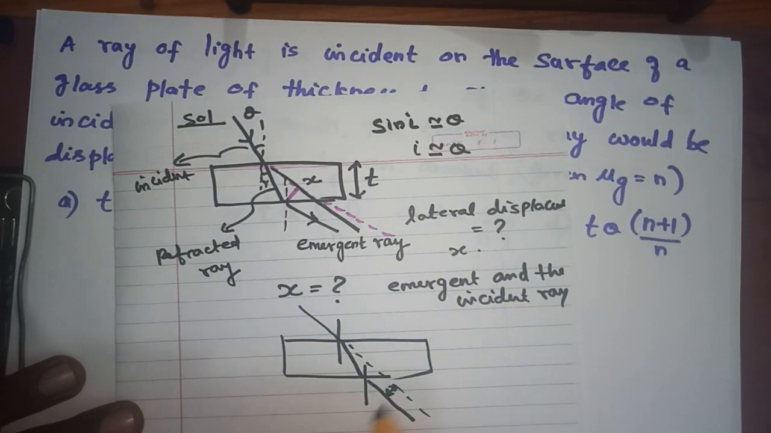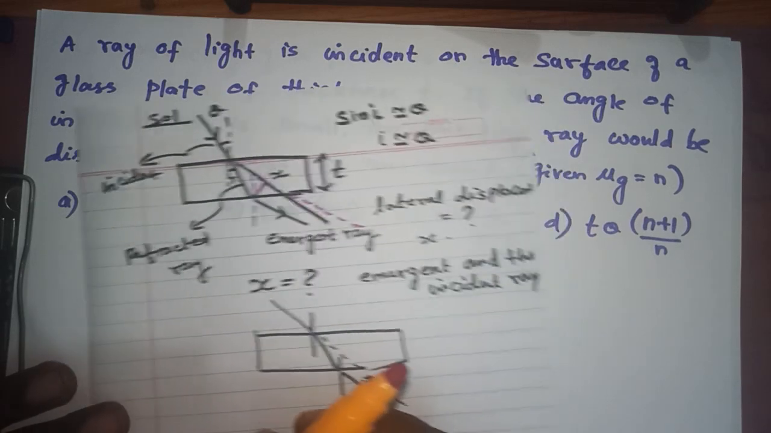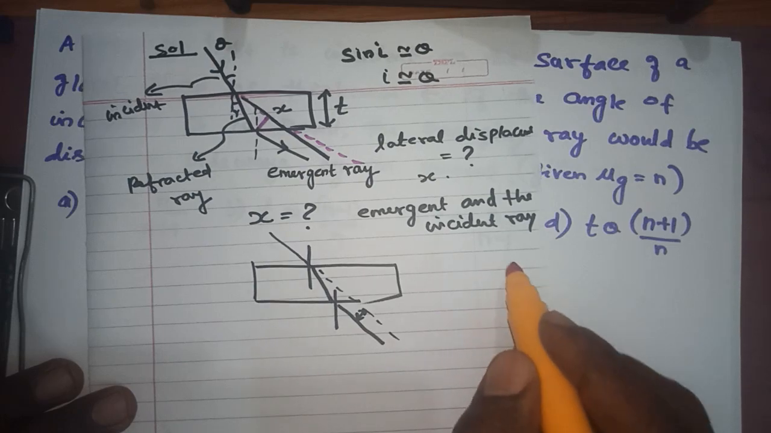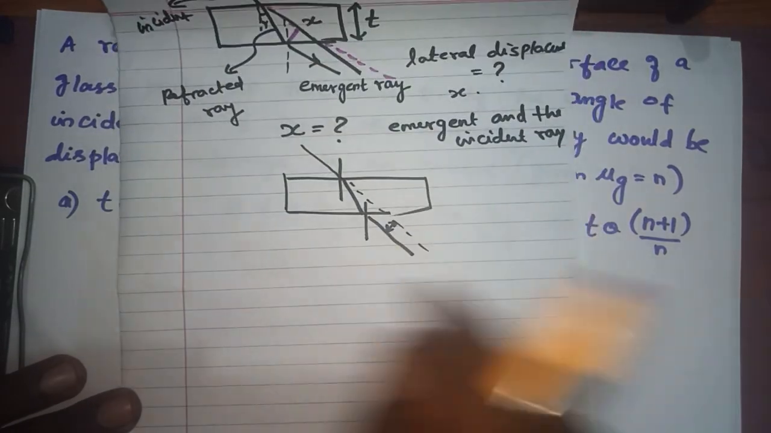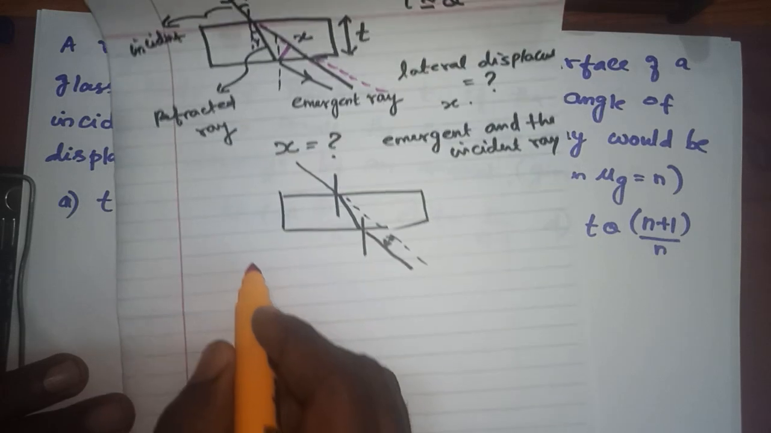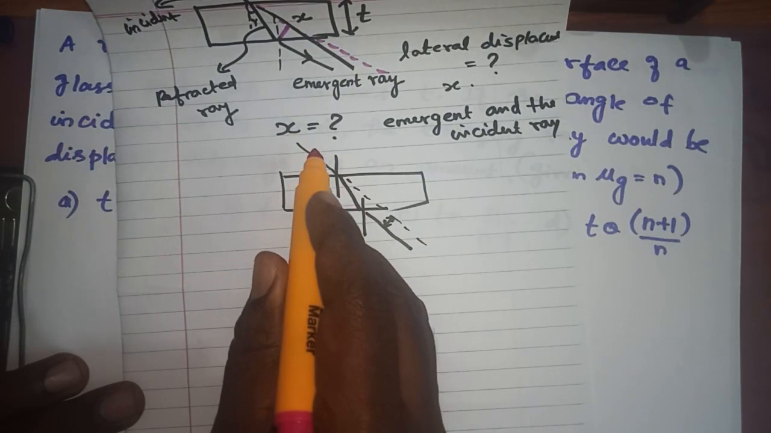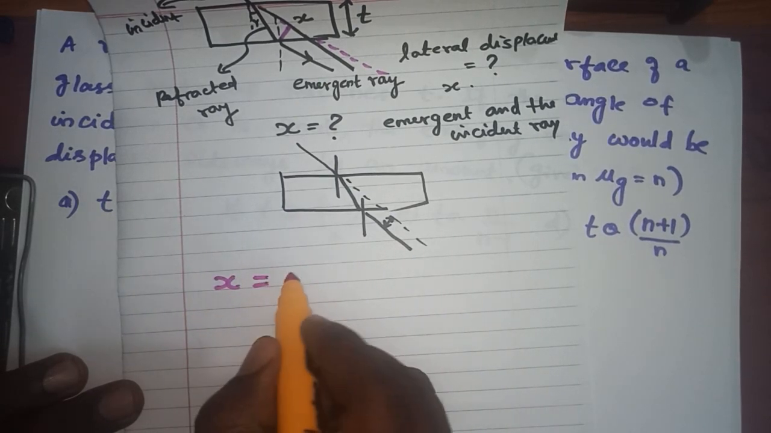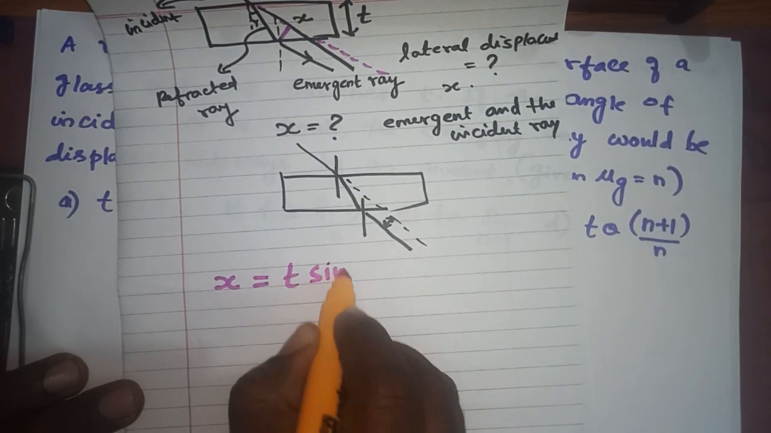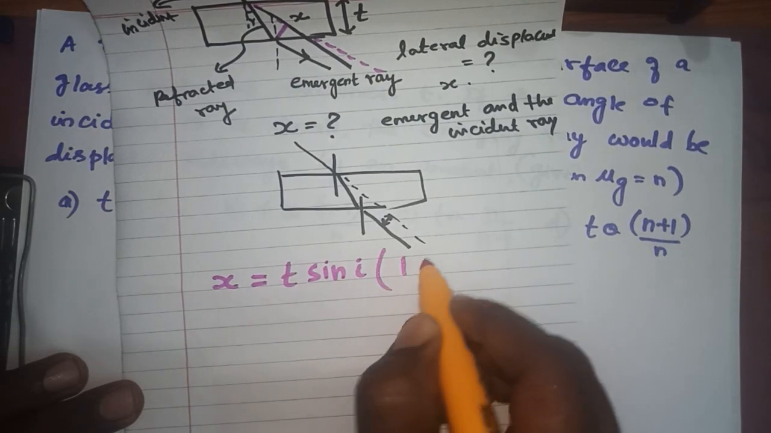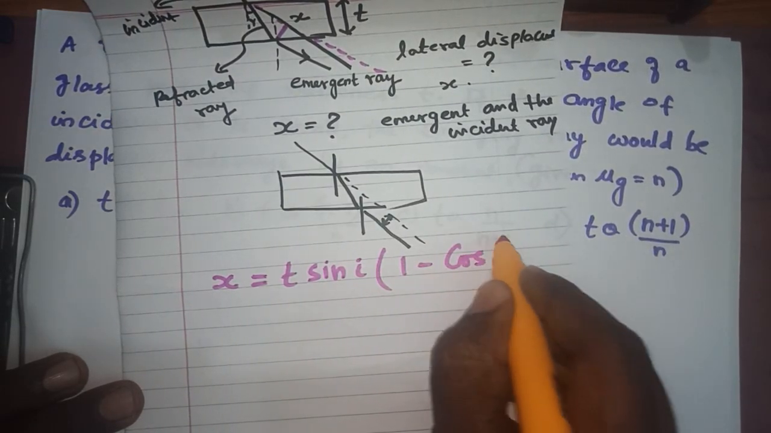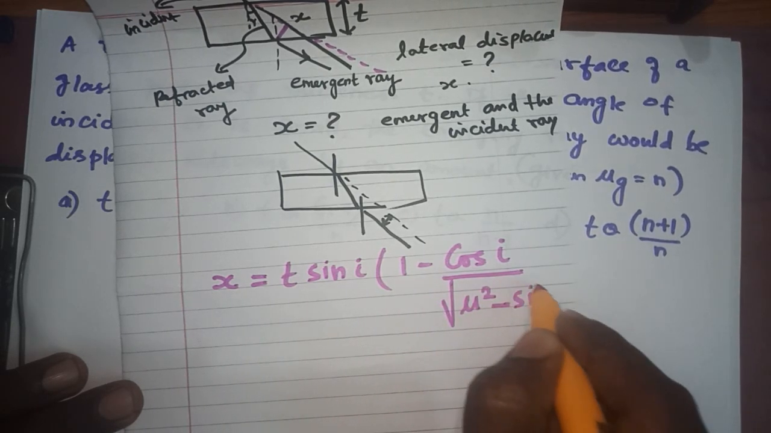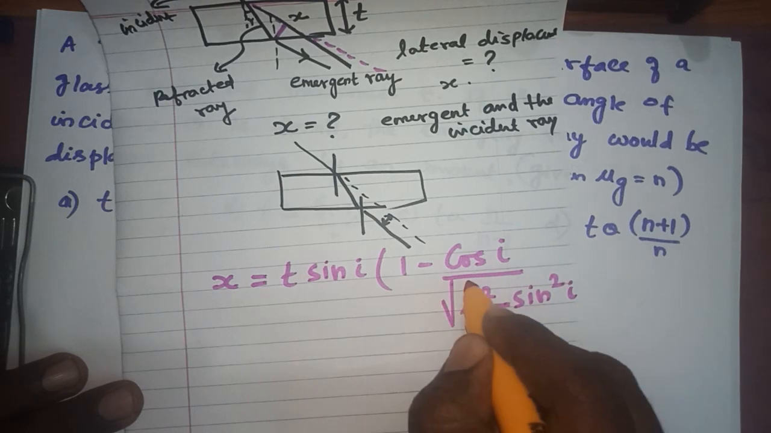To see this derivation, you can go to my lecture classes, where you can see those lectures in video at Study HRS. But here I can directly help you with the formula. If you know this condition, you can write x equal to t sine i times 1 minus cos i divided by root of mu square minus sine square i.